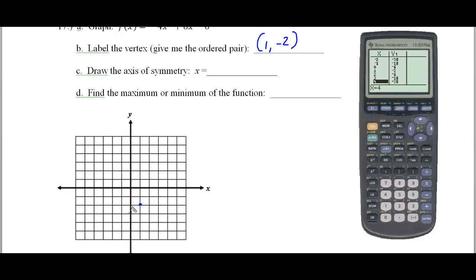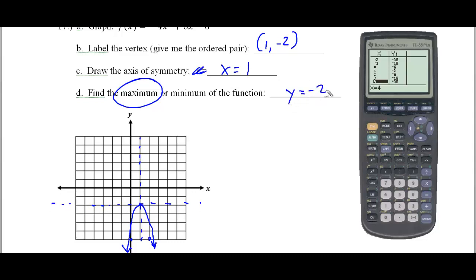0, -6, 1, 2, 3, 4, 5, 6. And therefore the other one, which is 2, -6. All right, so there's my frowny face. Okay, so the axis of symmetry is going to go straight down through here, and the equation is going to be x equals 1. This is a maximum. Maximum function, and it's going to be a maximum at -2.